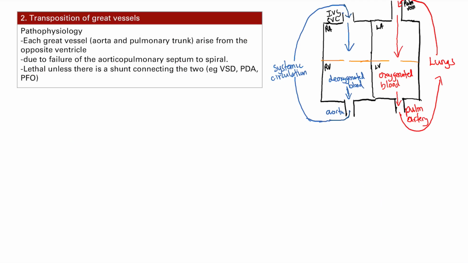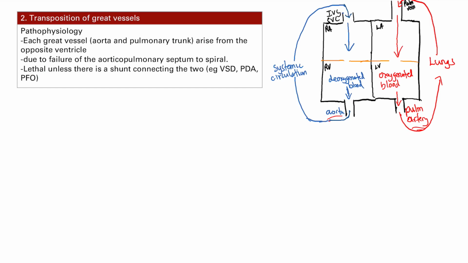Next one is transposition of the great vessels. The problem here is that each great vessel, the aorta and the pulmonary trunk, arises from the opposite ventricle. That is, the aorta, as you can see here, arises from the right ventricle, and the pulmonary artery arises from the left ventricle. So they got switched. This is due to failure of the aorticopulmonary septum to spiral. The spiraling is what causes the aorta to go to the left ventricle and the pulmonary artery to the right ventricle.